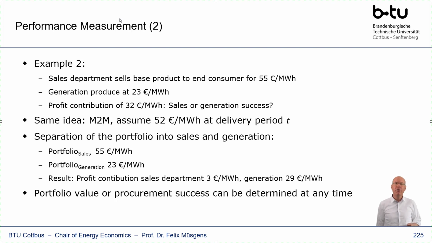Same idea as before, mark to market. If the price at the time of the sale is 52, then the profit contribution for the sales department here is again 3 euros, while the generation has a value of 29. So again, you can use this to benchmark performance. However, again, you should not overdo this.